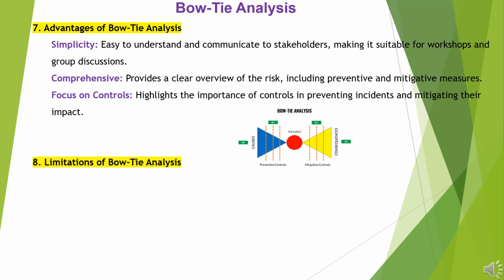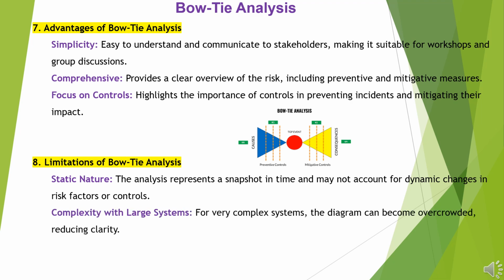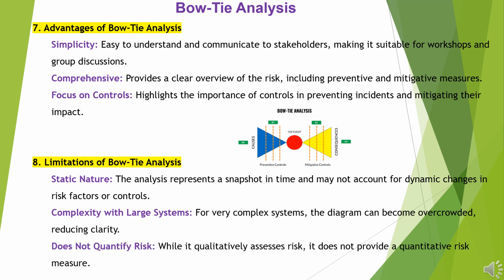8. Limitations of BowTie analysis. Static nature: the analysis represents a snapshot in time and may not account for dynamic changes in risk factors or controls. Complexity with large systems: for very complex systems, the diagram can become overcrowded, reducing clarity. Does not quantify risk: while it qualitatively assesses risk, it does not provide a quantitative risk measure.